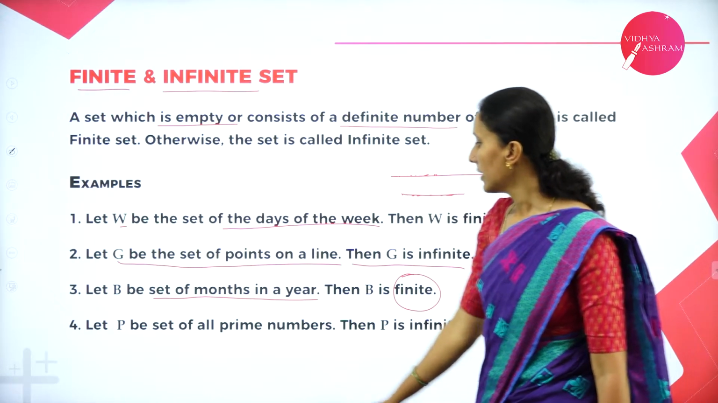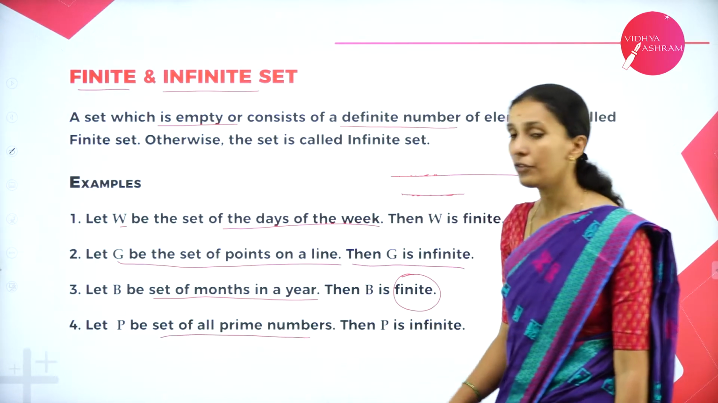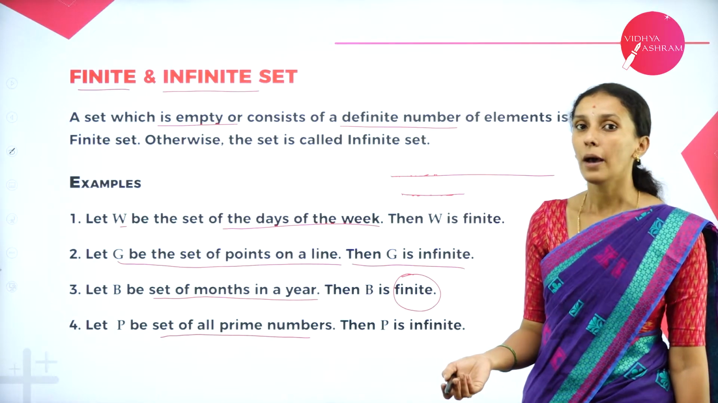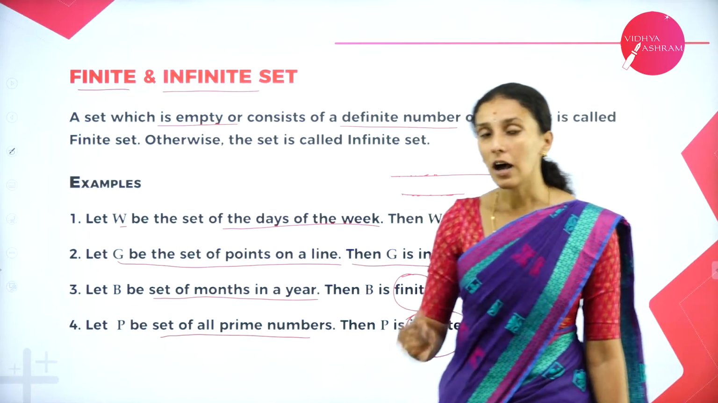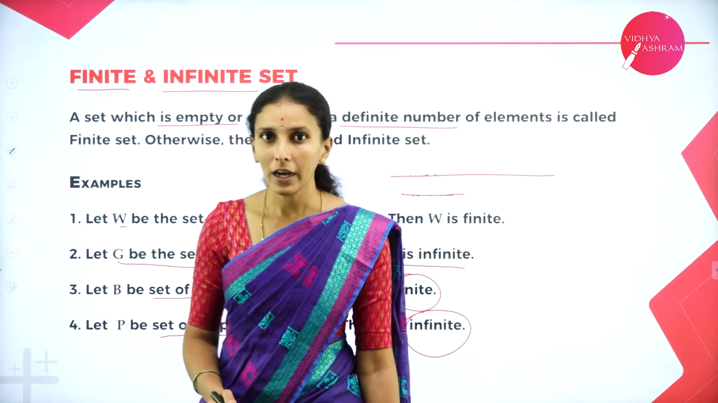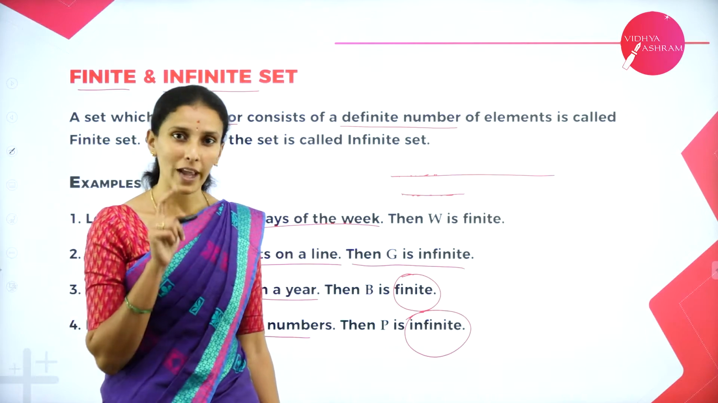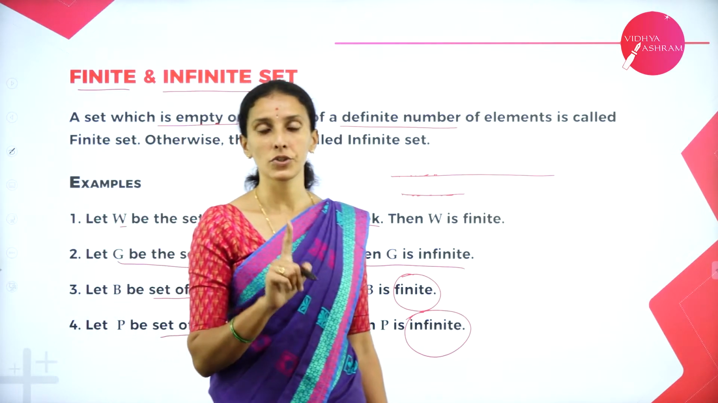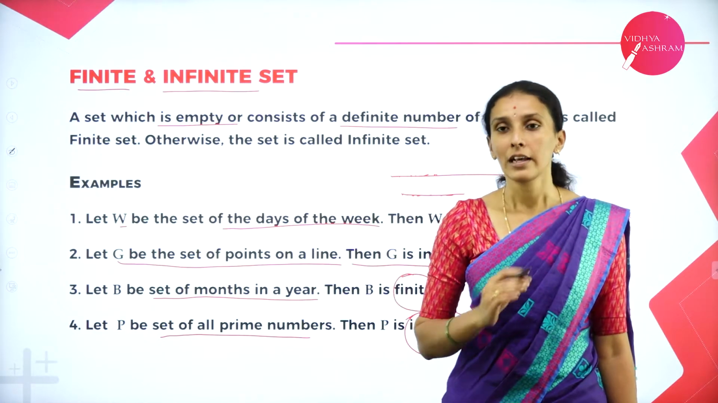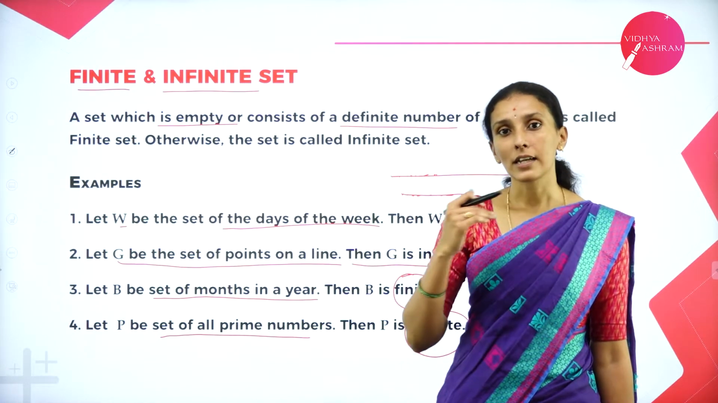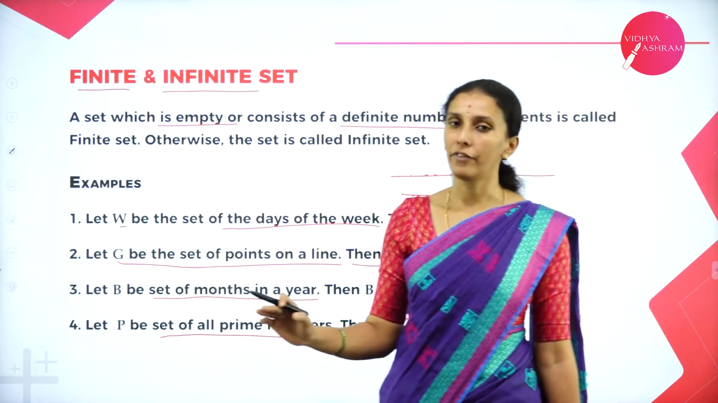Let P be the set of all prime numbers. So we have an infinite number of primes. So therefore, it is infinite. When it comes to even prime numbers, it is finite because we have only one even prime, that is 2. But when it comes to odd prime numbers, it is infinite. In the same way, when it comes to prime numbers, it is infinite.